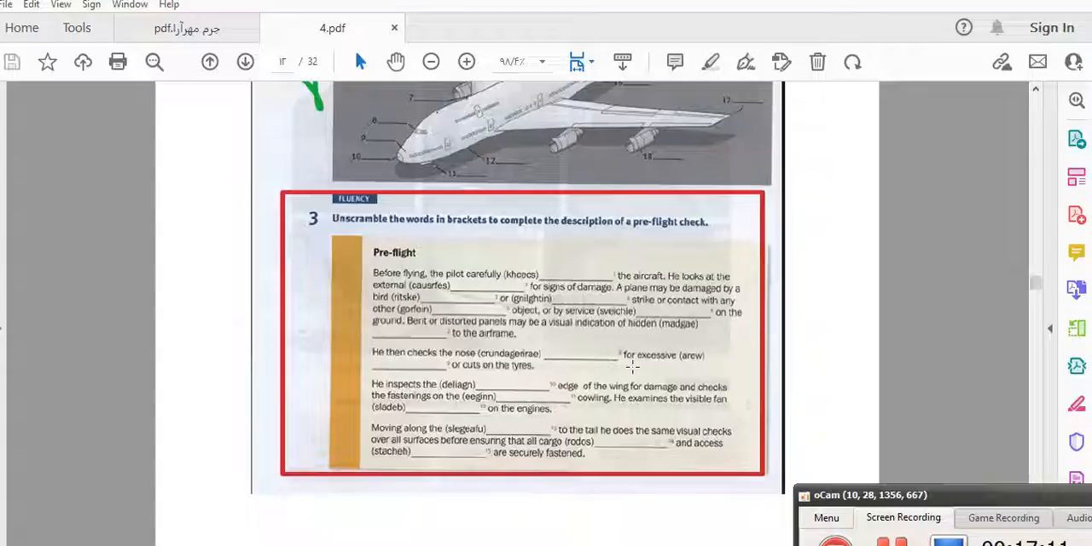Checks the nose undercarriage for excessive wear or cuts on the tires. Where was the undercarriage? I showed you in that picture. Be careful. You see? All of the pictures are really important. You should memorize all of them.